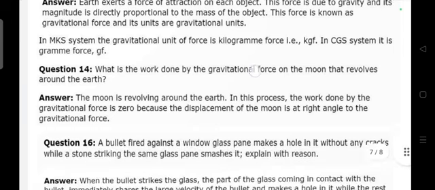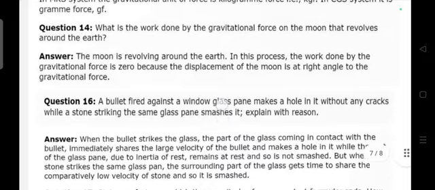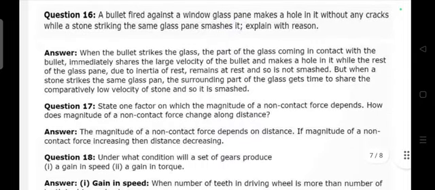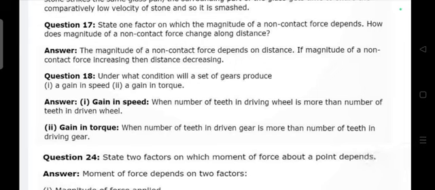What is the work done by the gravitational force on the moon that revolves around the earth? The moon is revolving around the earth. In this process, the work done by the gravitational force is zero because the displacement of the moon is at right angles to the gravitational force. Next question. State one factor on which the magnitude of a non-contact force depends. How does the magnitude of a non-contact force change with distance? The magnitude of a non-contact force depends on the distance. If the magnitude of the non-contact force increases, then the distance decreases.